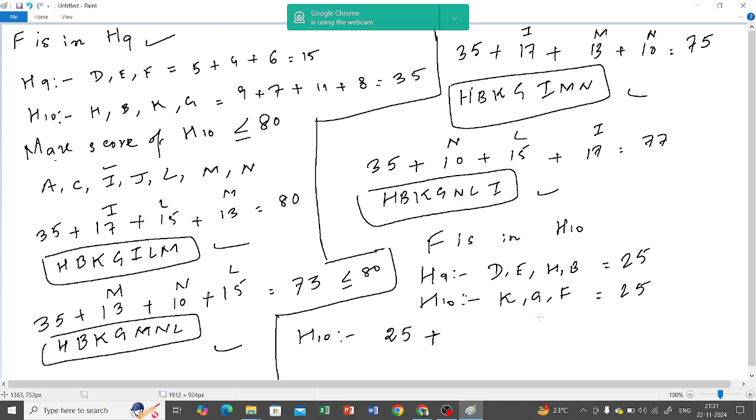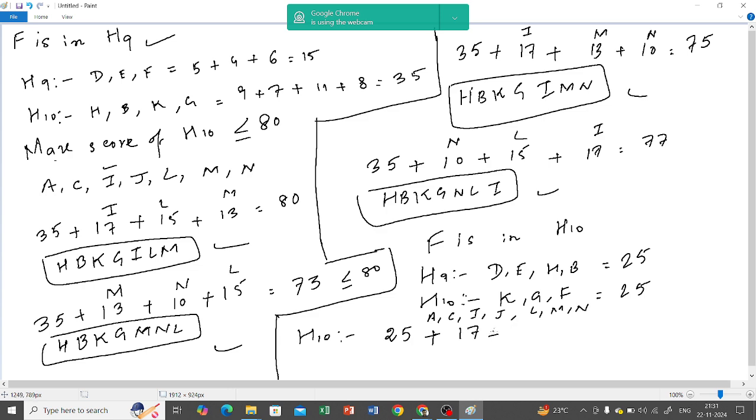Now on 25, I'm going to add 4 more. So what can be the 4 team members? I can take 17. So before that, who are left? D, E, H, B, K, G, F. A is left. C is left. I, J, L, M, N. These people are left. Out of them, whom can I put?